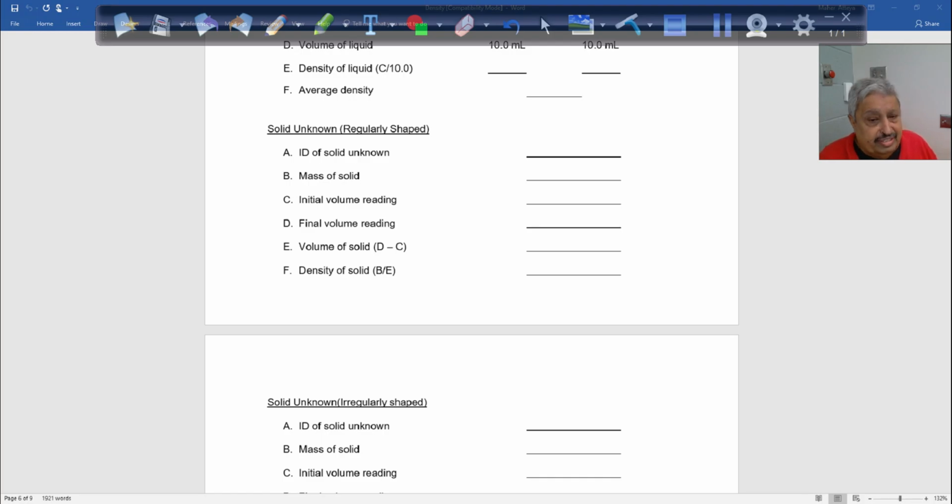Then when you insert this cylinder here, the copper will displace water, then you can write how much is the final. Step D minus step C will give you the volume of the solid, the volume of the cylinder, and the volume of the shot in the second one, correct? So then the density will be B, mass, over E. Can you see that?